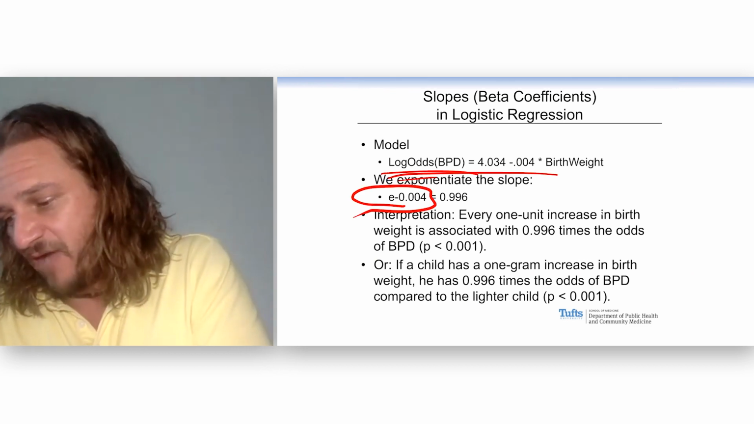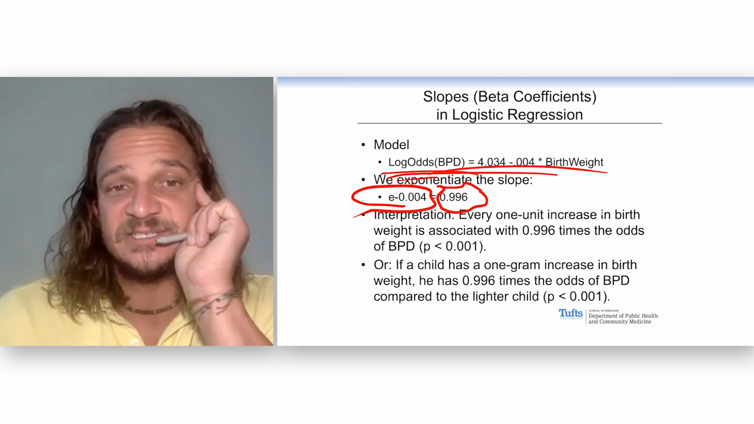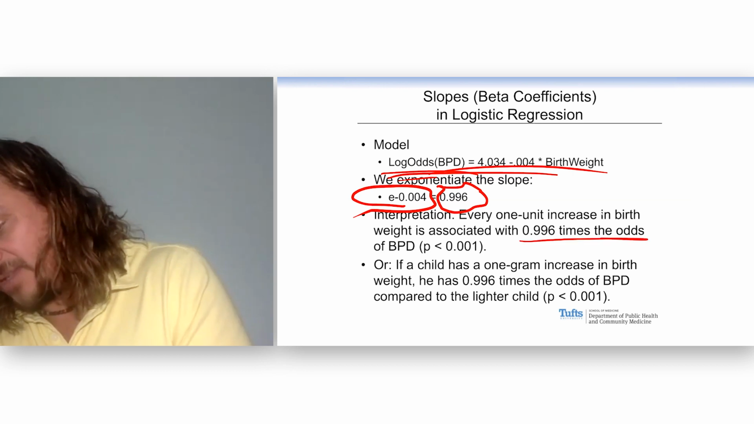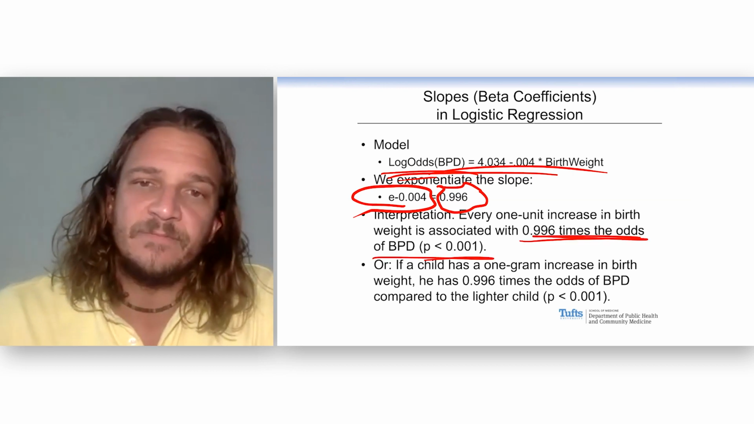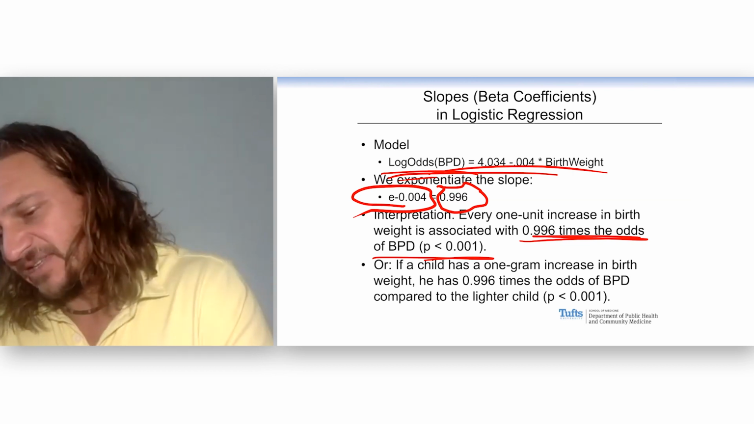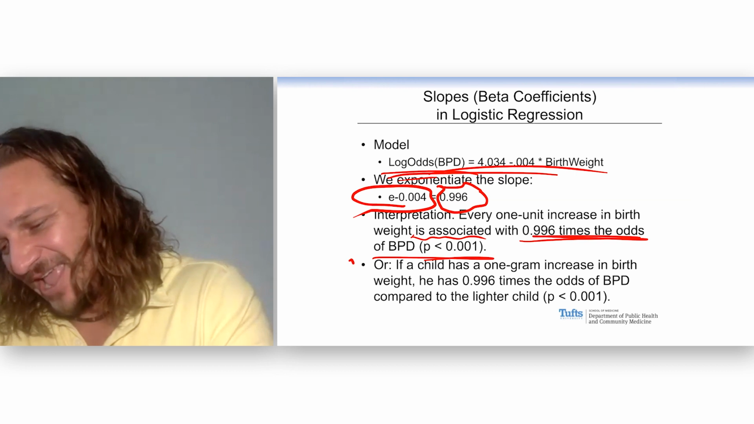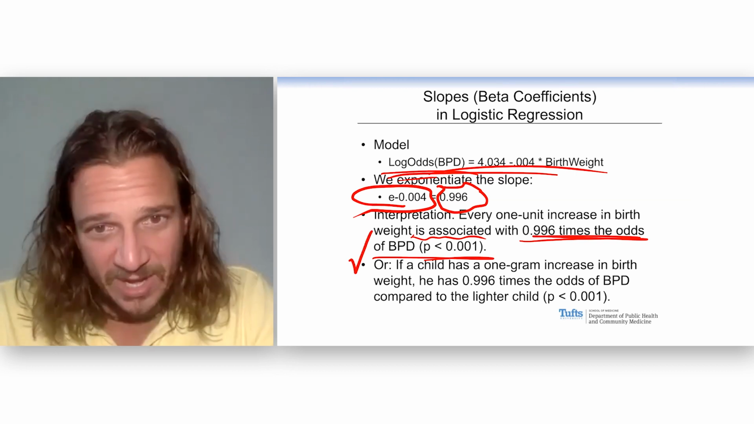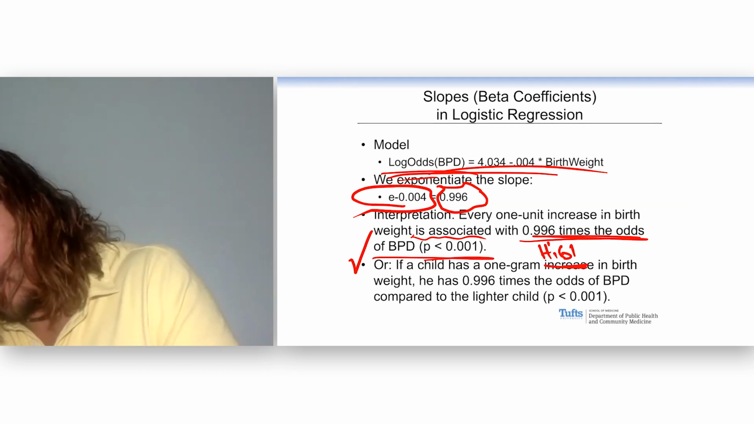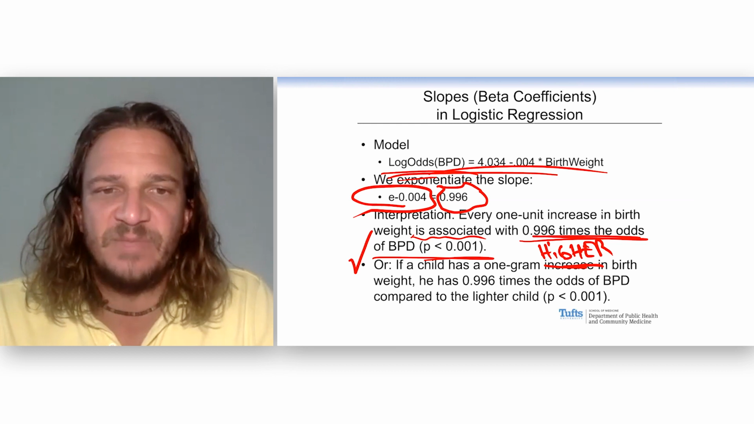Here is the model as written out from that slide in Stata. And now we get this odds ratio of 0.996. Every 1 unit increase in birth weight is associated with 0.996 times the odds of BPD. Now notice I was very careful not to imply causality there. I said this is associated with. And then I got a little sloppy in this other bullet point right here. If a child has 1 gram higher birth weight, he has 0.996 times the odds of BPD.